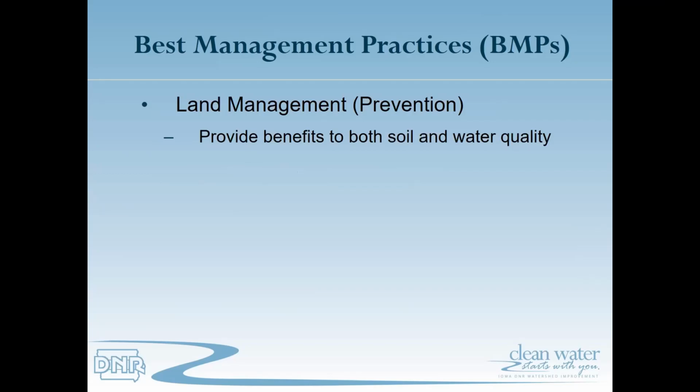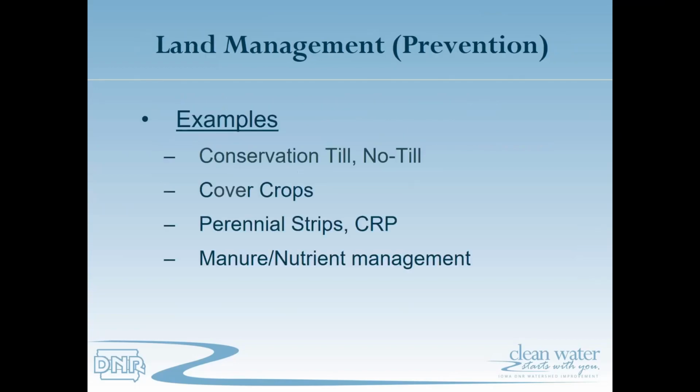The first suite would be land management practices, or prevention. So if you can think of trying to stop that soil export from even happening or stopping runoff, some types of these are conservation tillage, no tillage, cover crops, and then also managing the amount of manure or nutrient that we put on the soil. If you can imagine, these are meant to prevent loss of soil or loss of phosphorus.